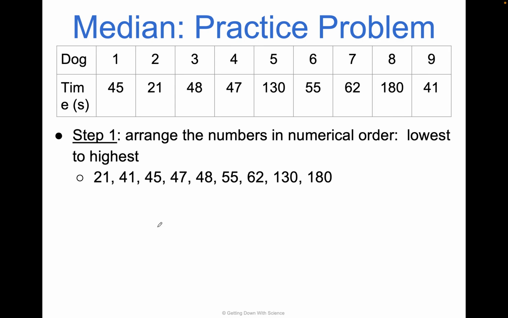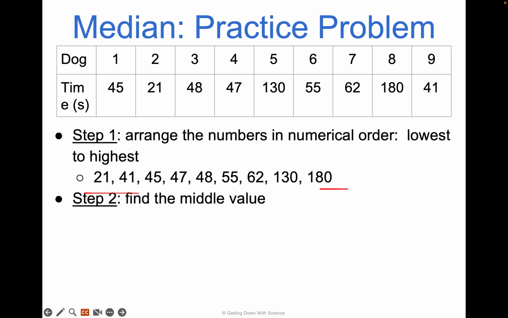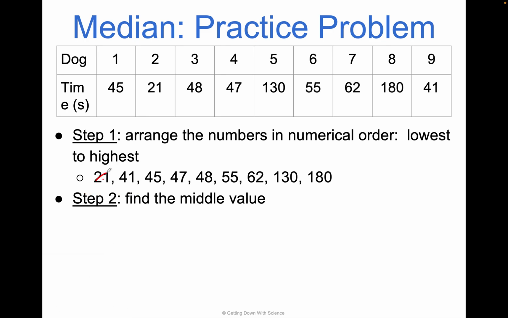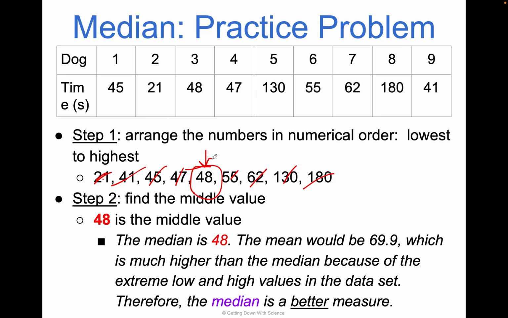So here it is. 21 is the lowest, 180 is the highest, everything else is in between. Now, step 2 is to find the middle value. How I like to do this is I go through and start crossing them off. So cross off this one, cross off this, 2, 2, 3, 3, 4, 4, and we're left with this in the middle. Okay, so 48 is that middle value. All right, so the median is 48.